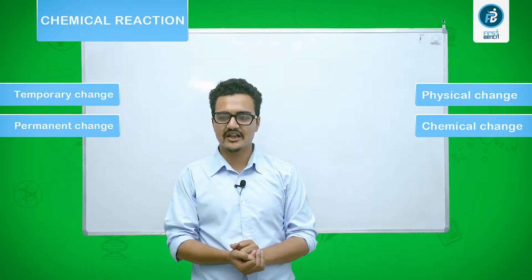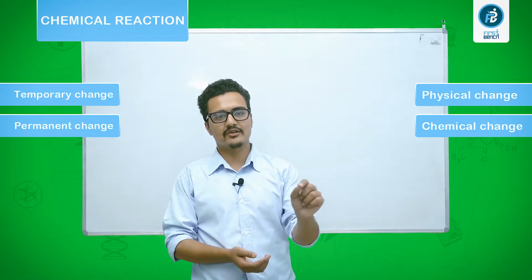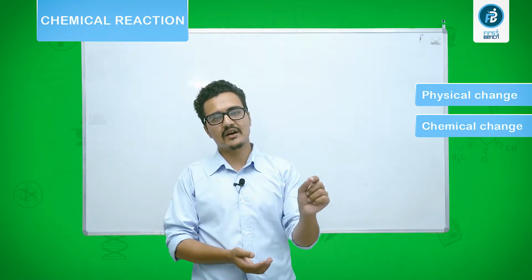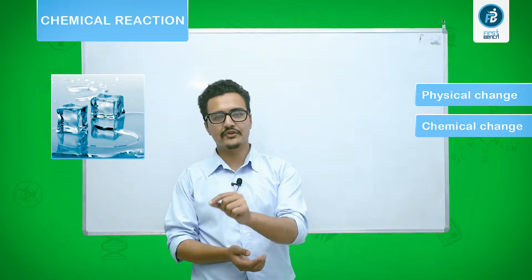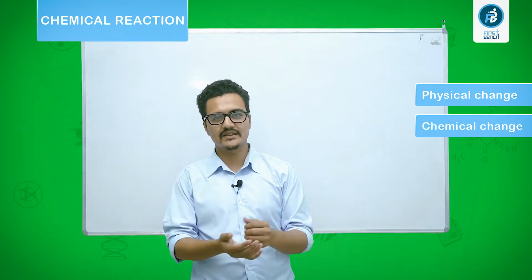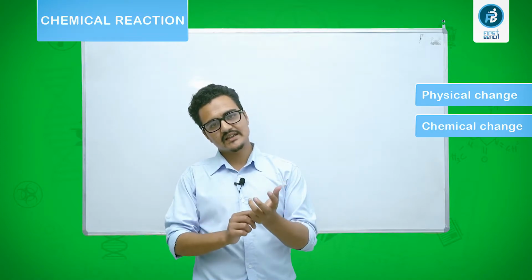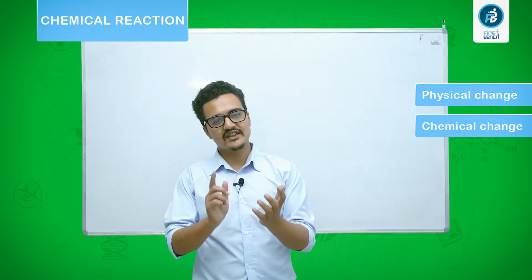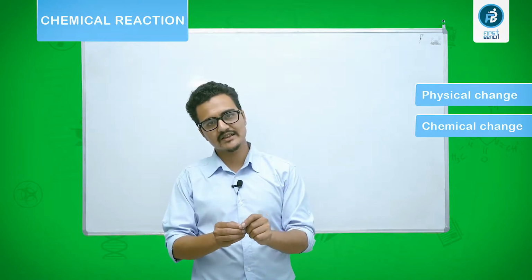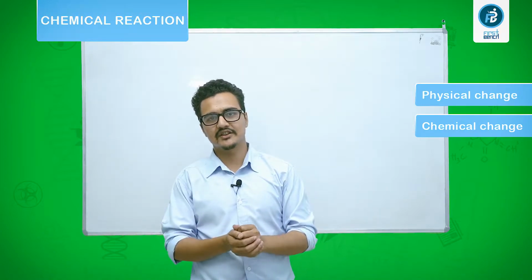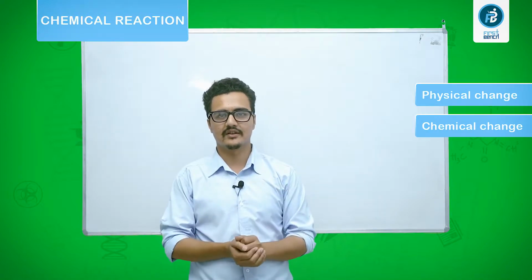I can give you some examples as well. One example of physical change is melting of ice into water, and we can convert it back into ice if we cool that water. It's very easy. That means physical change is only a change in shape, size, color, state, etc. And chemical change means it is a permanent change. There is a change in the molecular structure.